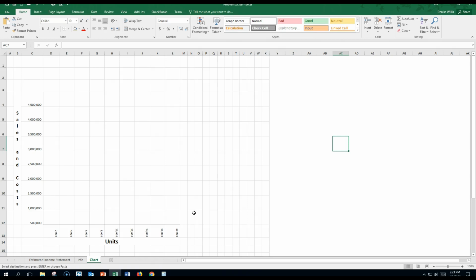Okay, to do a break-even chart, we need 2 separate lines. And if you've had microeconomics, you may already have some experience with this. Anyway, 2 lines. One is going to be a sales line and one is going to be a cost line. So you have to ask yourself, let's do sales first. If you sell absolutely nothing, what are the amount of your sales going to be?